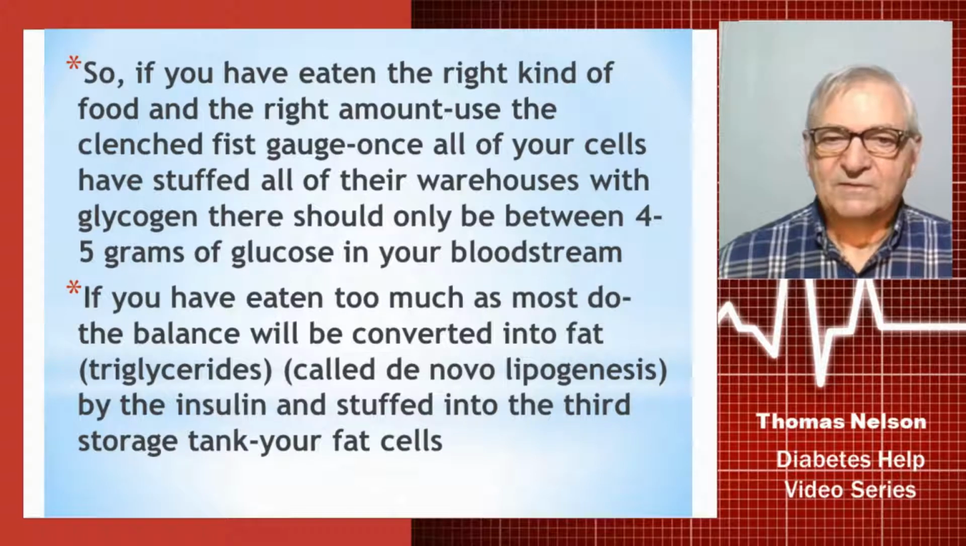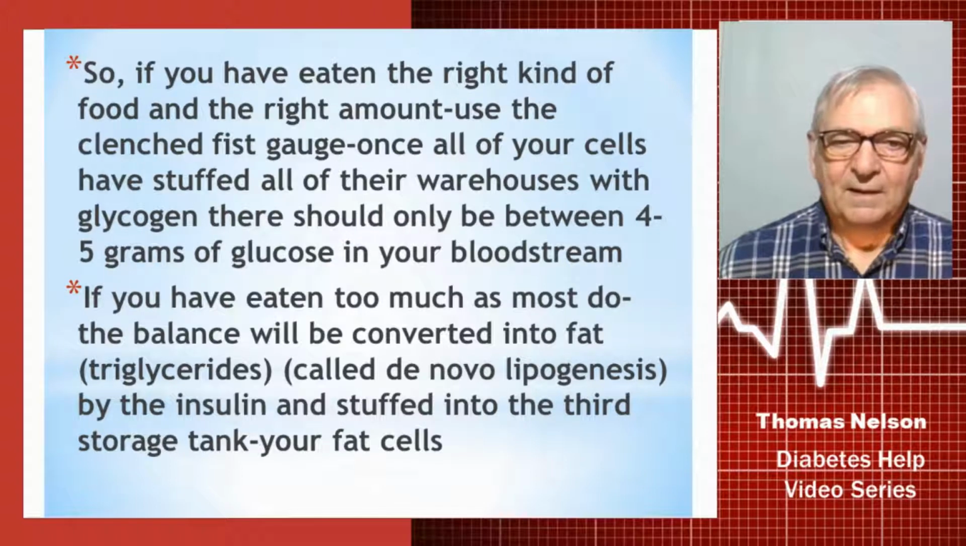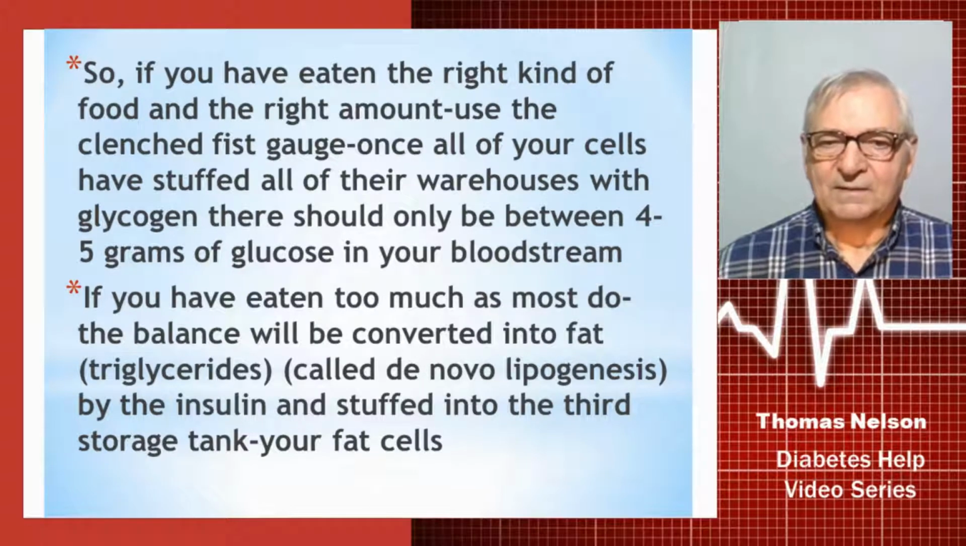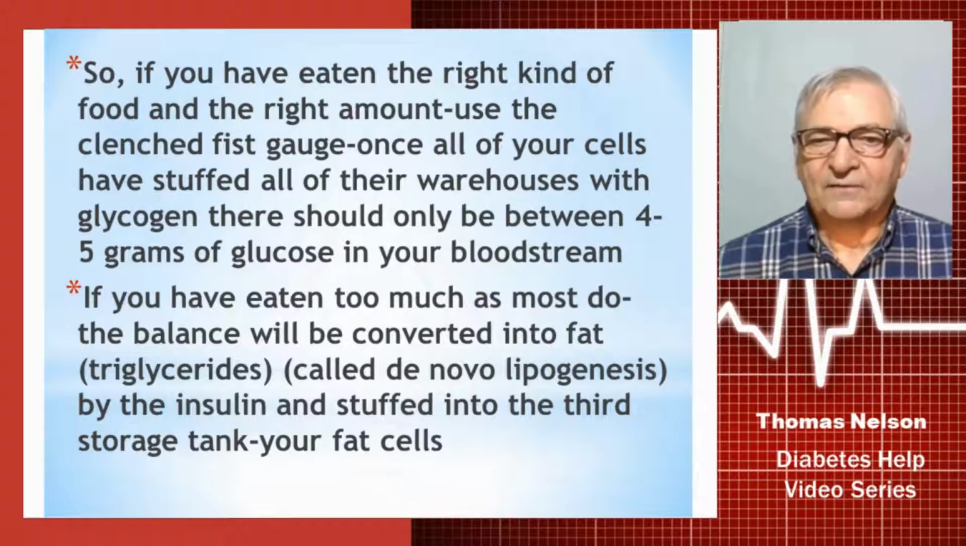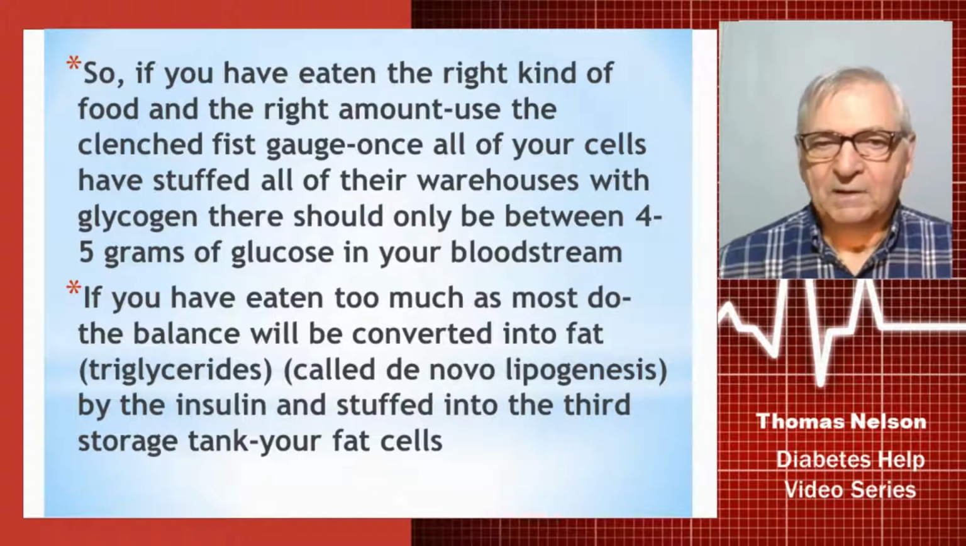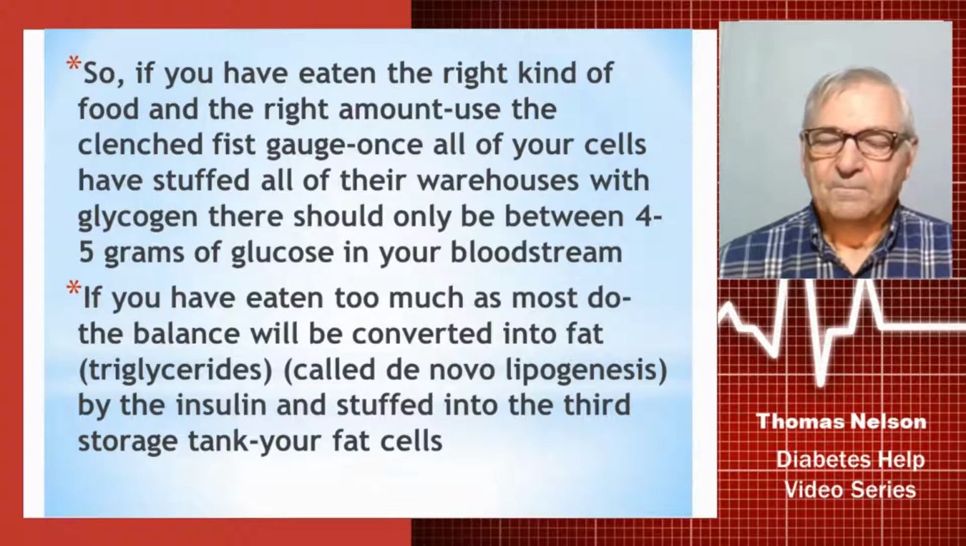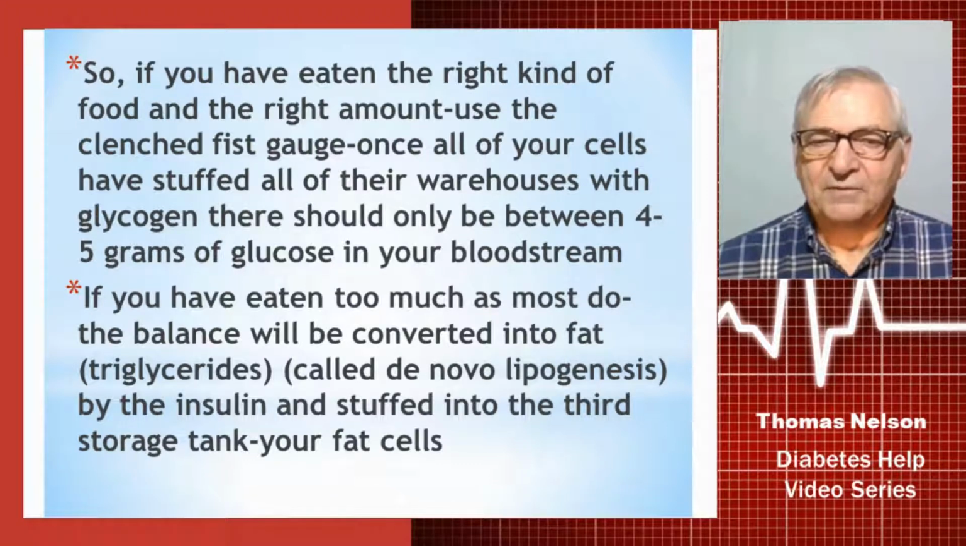If you've eaten too much or you've eaten the wrong things, you're going to upset this whole process. Most adults eat up to 3 times what they actually need every single day. So the balance will be converted into fat. When you have excess glucose in your bloodstream and your cells have stuffed themselves full, where they have no more capacity to store any additional glucose, then it's going to remain in your bloodstream. That's when the little guy in your control room has to take charge. He's going to instruct your pancreas to dump additional amounts of insulin into the bloodstream.